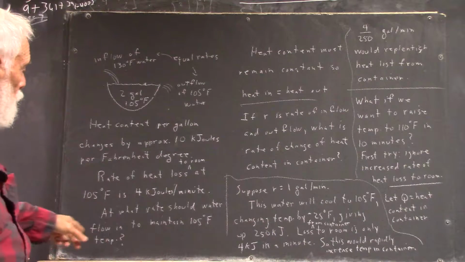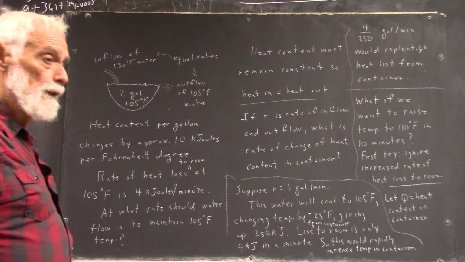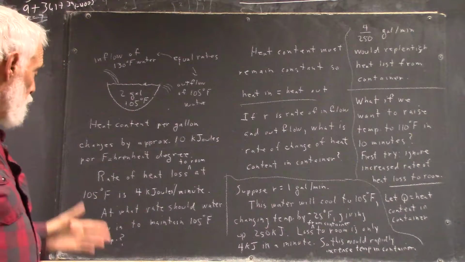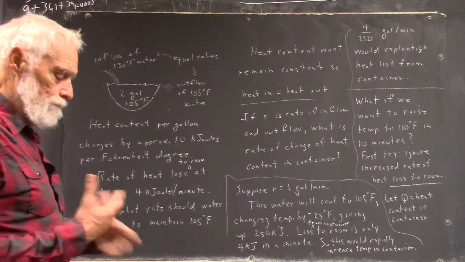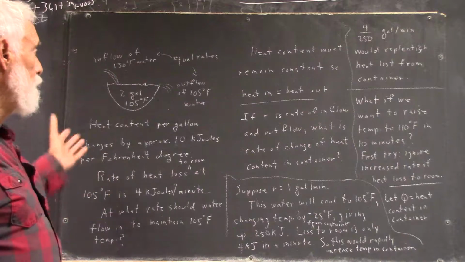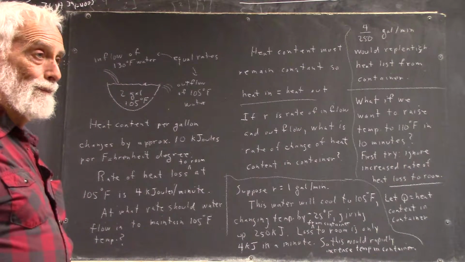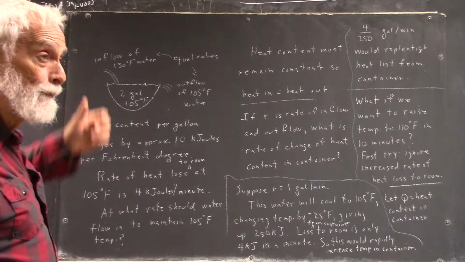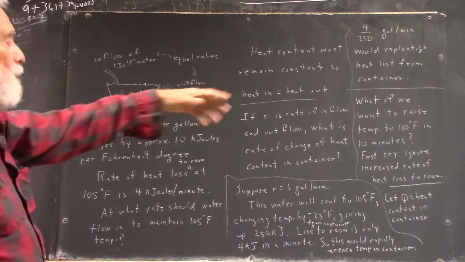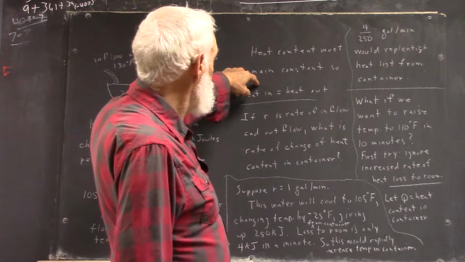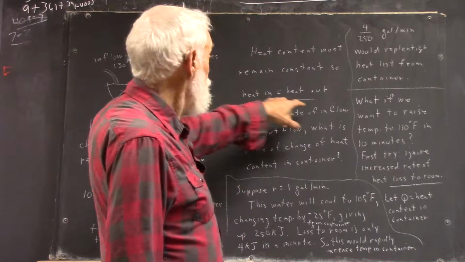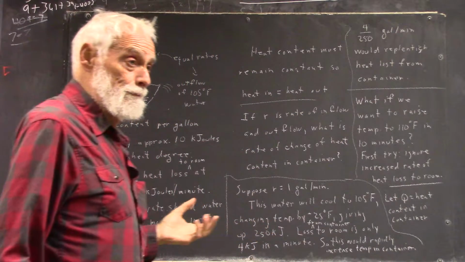So at what rate should water flow in to maintain 105 degree Fahrenheit temperature? It's actually a pretty straightforward problem, but you're probably not used to thinking in terms of heat content. It's just another mixture problem. And at this point it's simple, it gets a little harder. Okay, so the heat content has to remain constant, so the heat in has to equal the heat out. Okay?